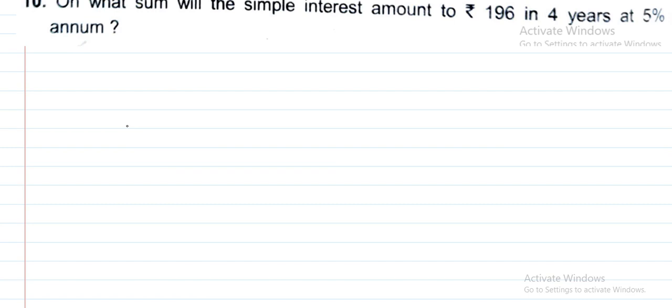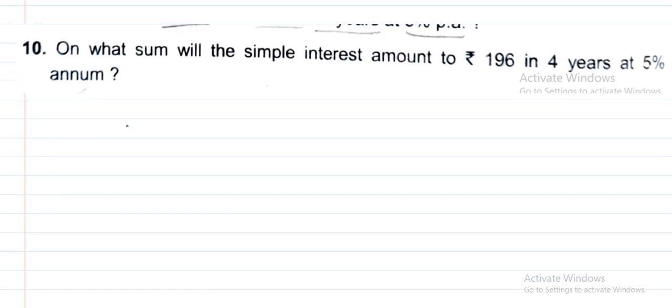In question number 10 it is saying that on what sum will the principal with the simple interest amount to rupees 196, in 4 years at 5% per annum. Let us see the question once again. On what sum? So here sum means what? Remember, sum means principal. That means we have to find the principal.